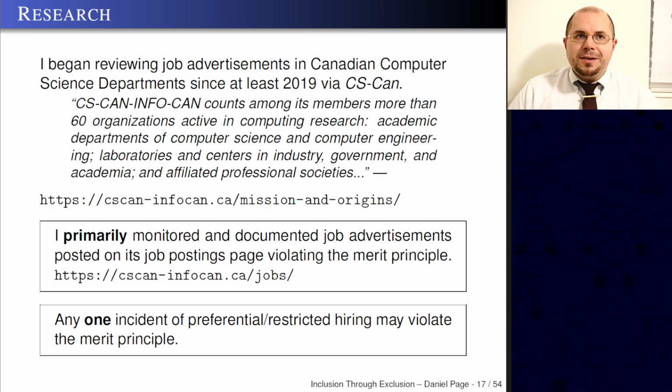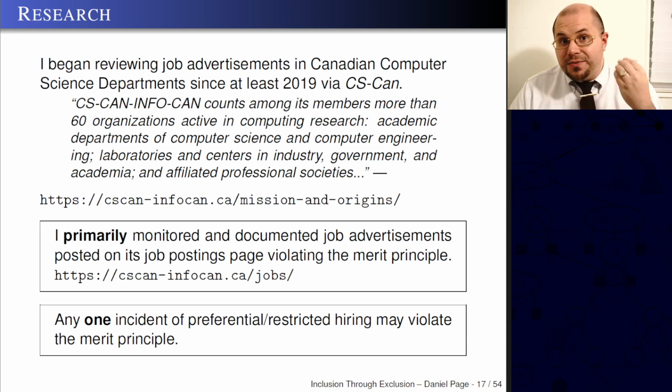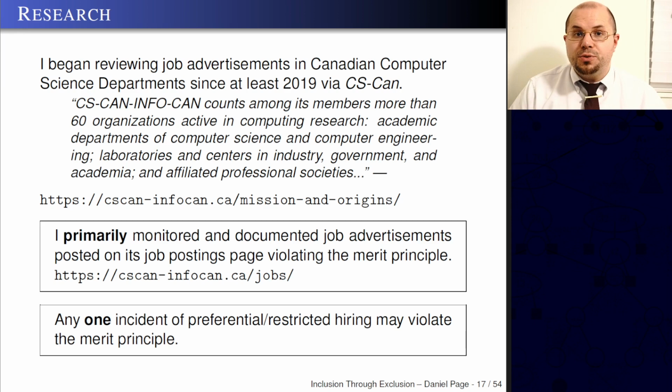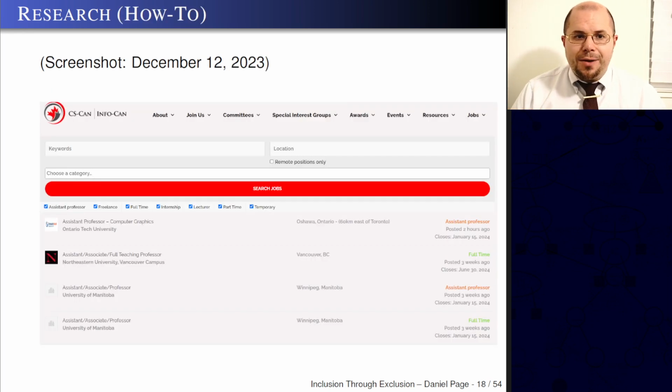But remember, we're not really caring as much about trends here, though you're going to see in my results that there most certainly are concerning trends. But I do not wish to infer things from these trends. I just want to leave it up to you to decide whether they're valuable to you or not. But remember, any one incident of preferential or restricted hiring may violate the merit principle, violating basic academic standards. Just remember that. So I want to show you how I did this.